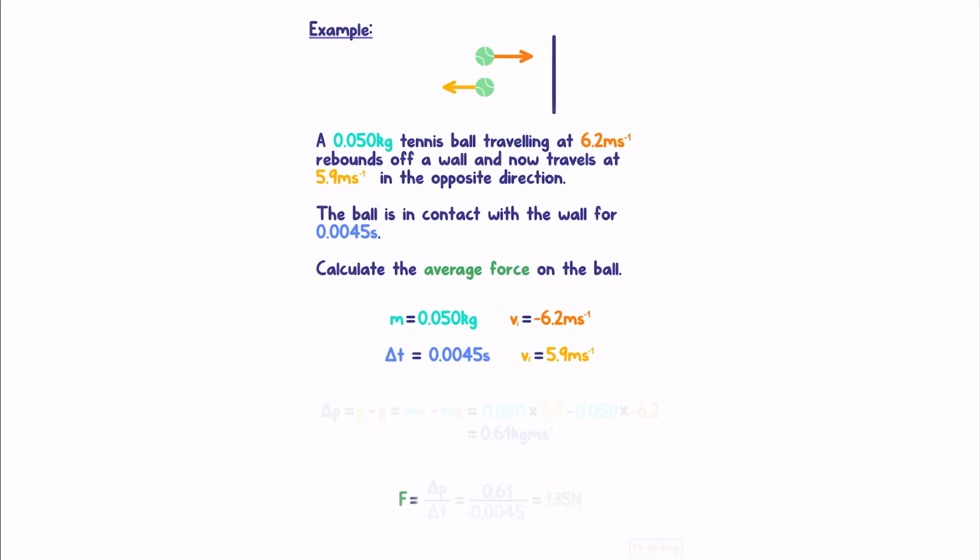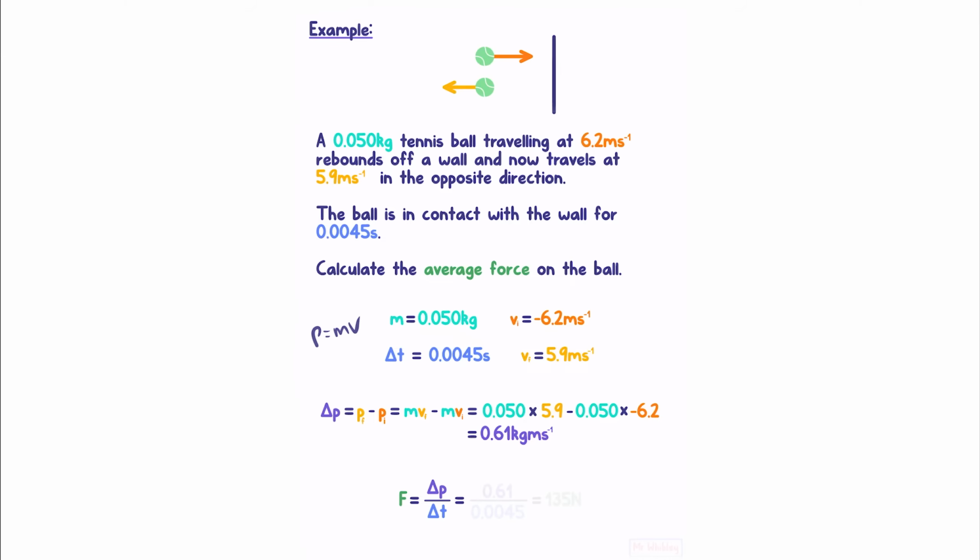To find the force, we need to use the equation of the change in momentum over time. We know the time, but we don't know the change in momentum. To find that, we need to take the final momentum and subtract the initial momentum. This is how you find the change in any quantity. Knowing that momentum is mass times velocity, we can make that substitution. Putting in our numbers gives us 0.61 kilogram meters per second.